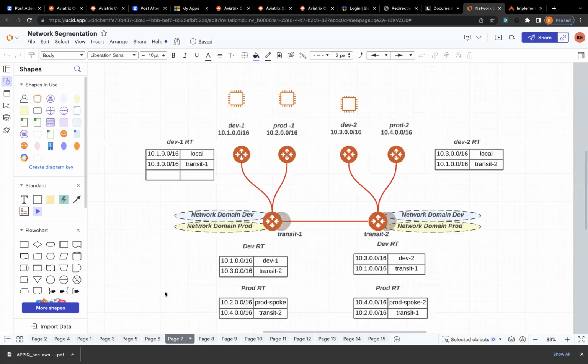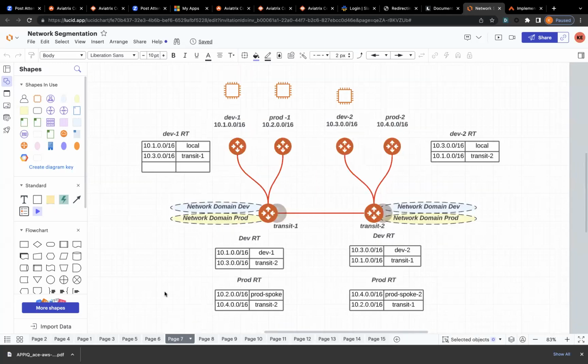Okay, so if I were to expand the same discussion, all I've done is instead of having it on a single transit, now I have it on two different transits. Again, I have two different network domains, which means two different routing tables per transit. So transit 1 is going to have two routing tables. Transit 2 is going to have two routing tables, one per domain.